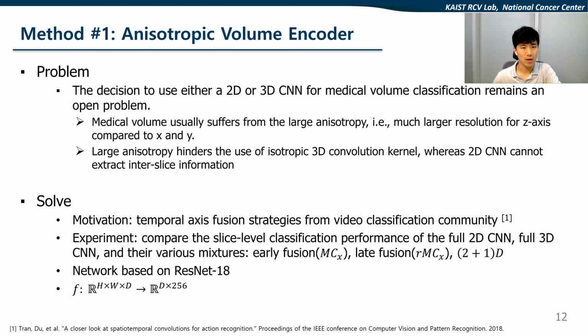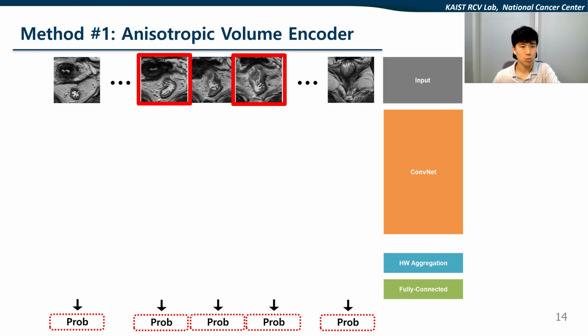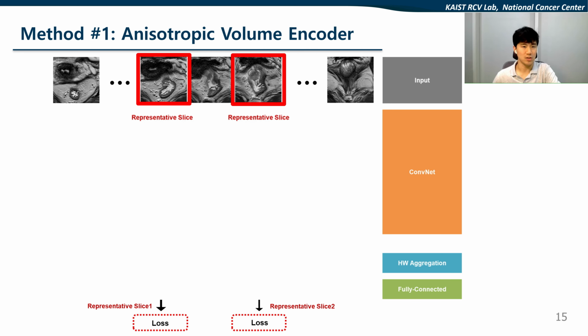Next, I'll explain our slice level training, and how we can prove if adjacent slice information helps learning. With a full 2D CNN, two slices from a single volume can be separately mapped into their respective probabilities. This approach makes no interaction between slices. However, because we want to find if adjacent slice information helps learning, we use all consecutive slices within a volume. Though each slice will have its corresponding probability, we only use the probabilities from the representative slice for training, which is a slice which has its class label.